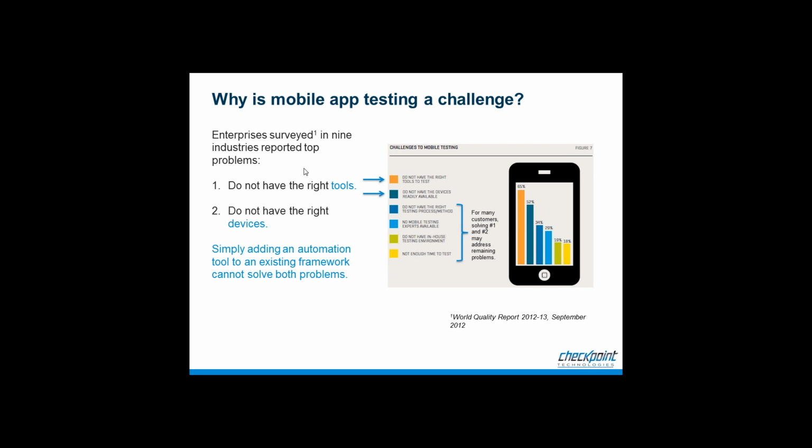And if you look at some of the other challenges that World Quality Report included in their survey, there was not having the right testing process method and no mobile testing experts available. But the top two again were not having the right tools and not having the right devices, and for many of those customers, solving challenges number 1 and 2 would help alleviate and address many of the remaining problems.